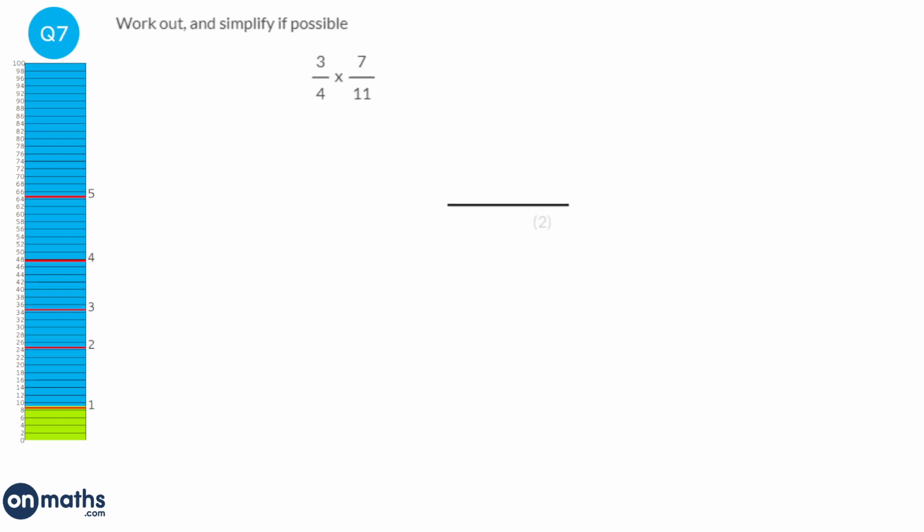To multiply fractions, all you need to do is multiply the tops. 3 times 7 is 21, and multiply the bottoms. 4 times 11 is 44. We see whether we can simplify this, but actually there's no number that goes into 21 and 44, so 21 over 44 is our answer.